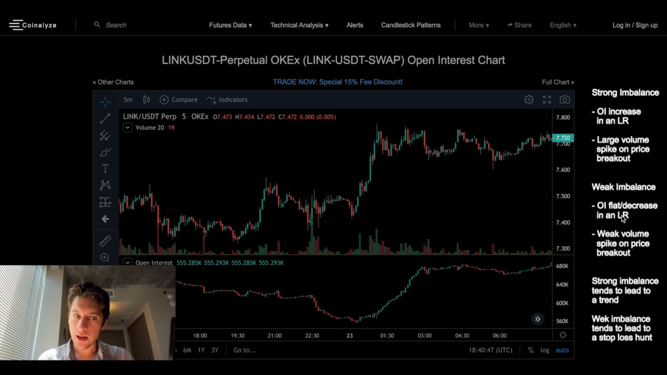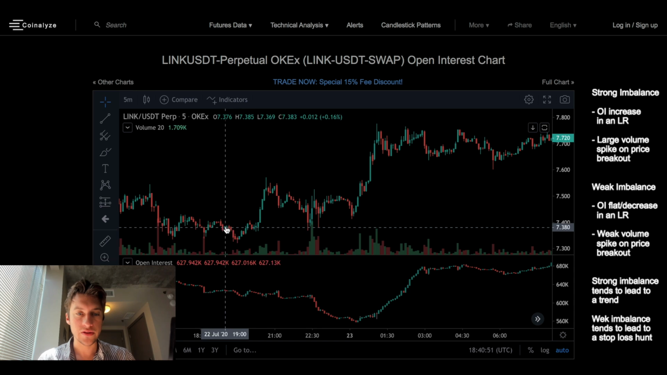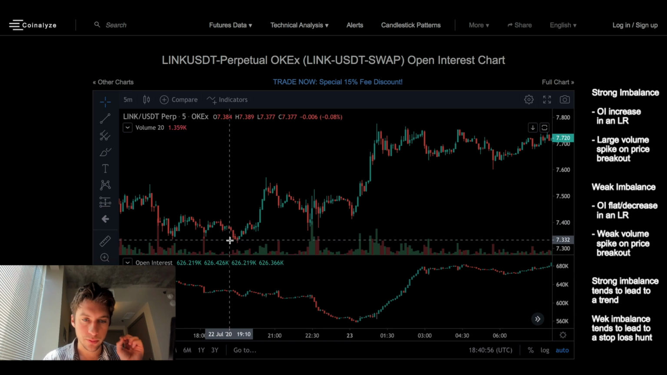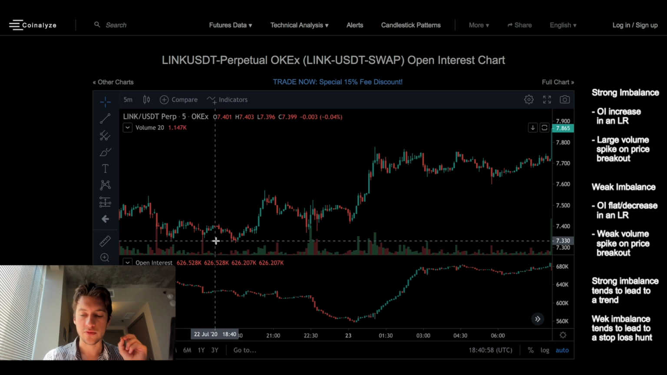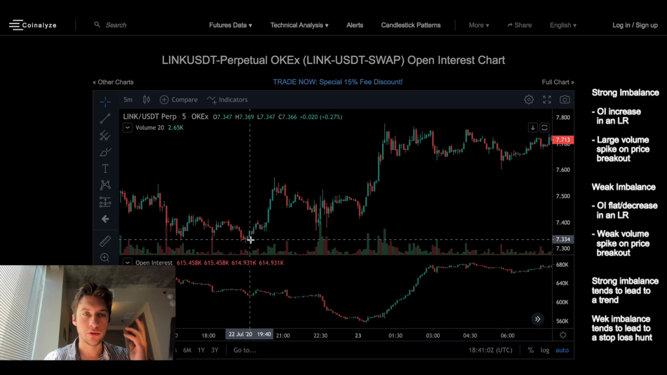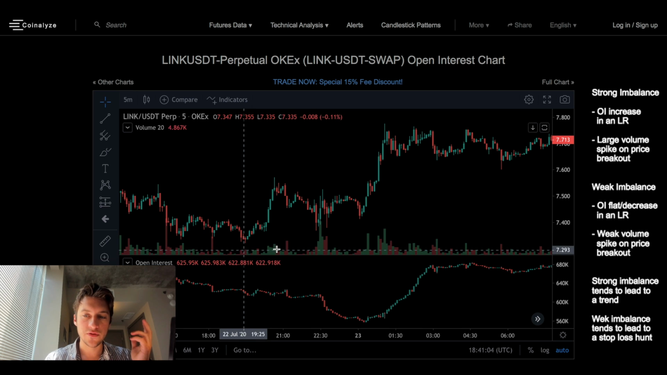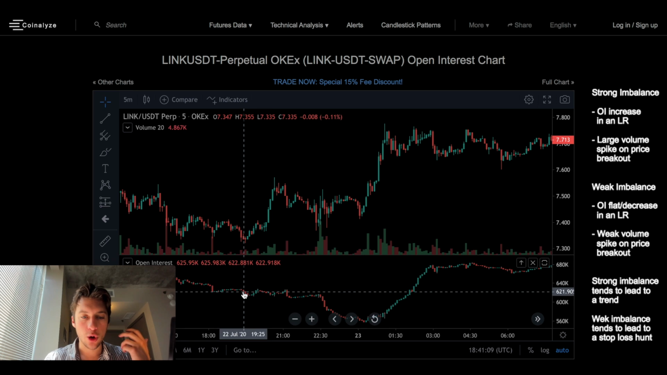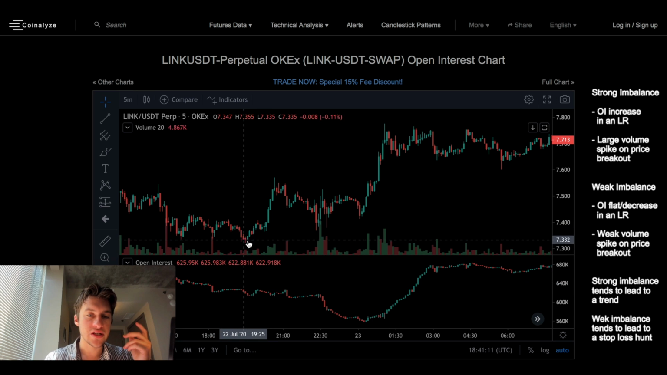The final thing that happens that's a very, very strong sign that this is overall just a weak imbalance is, and this is probably the most important part of the video, watch what happens when price moves below the range. Oh, I just revealed something. Watch what happens when price moves below the range. We see that there's not much volume, right? Weak volume spike on price breakout, and really open interest just slightly declines. This is a stop loss hunt.